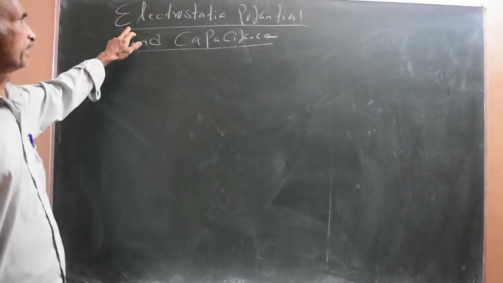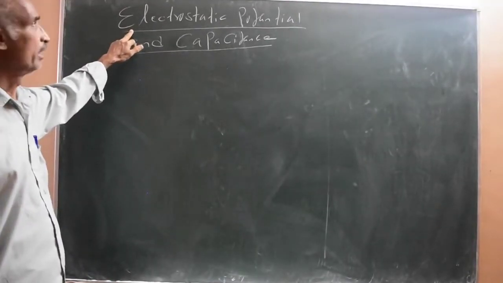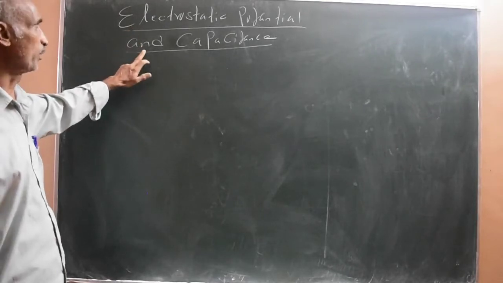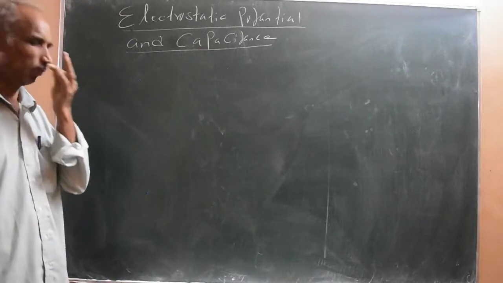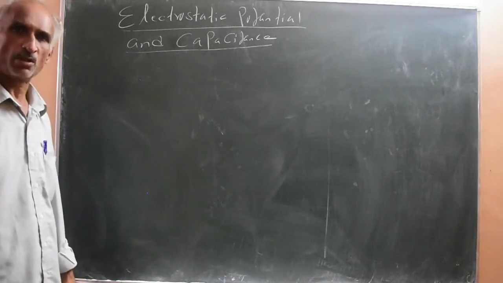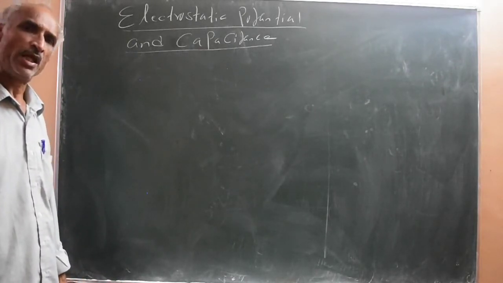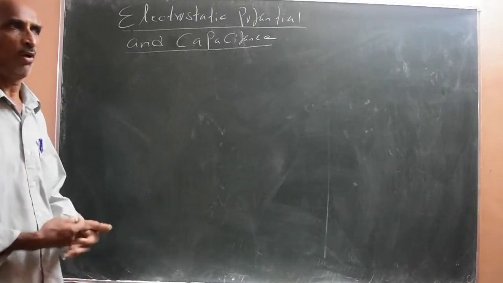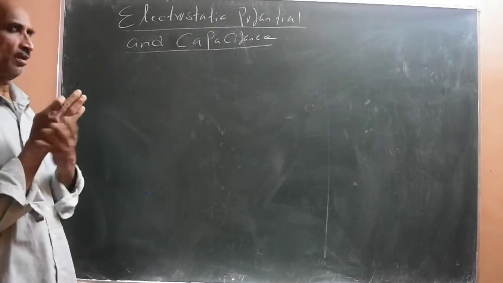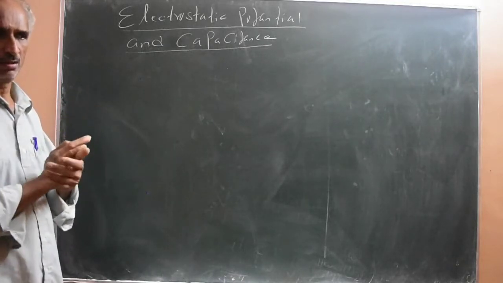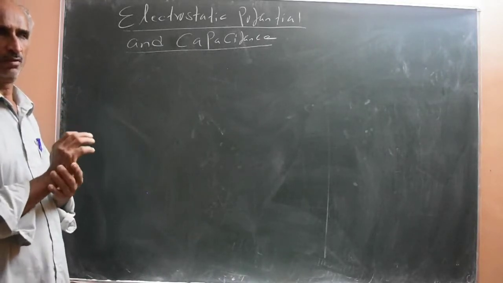I am taking the next chapter, that is electrostatic potential and capacitance. This also has too many derivations and problems. One derivation, one problem, and one three-mark question and one two-mark question are sure. So this is also a little bit difficult topic, just like electric field.